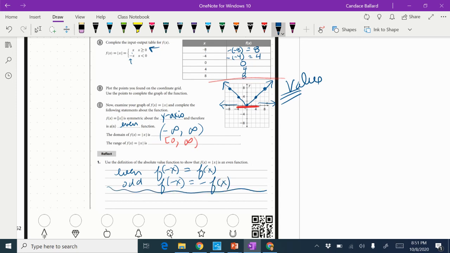So let's try that with the absolute value of x. I'm going to substitute in negative x. The absolute value of negative x happens to be just the absolute value of x, which is basically the original function. So that's showing that therefore it is even.